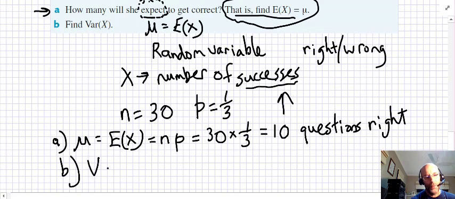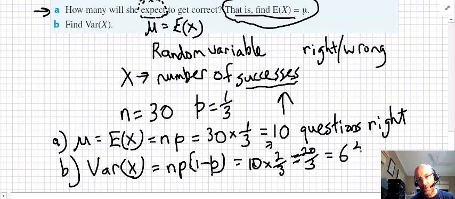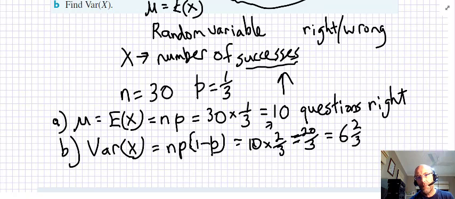And we need to find the variance. That's n times p times q, or 1 minus p. You'll probably see it written as such more often. Now we've got n times p above, it's 10. And the complement of a third is 2/3, so 2/3 of 10 is 20 over 3. If you wish, you could call it 6 2/3. So that's a measure of the variability. There's a bit of variability there. If we needed to find the standard deviation, we just take the square root of that, probably in that form, but it hasn't asked us to do that.